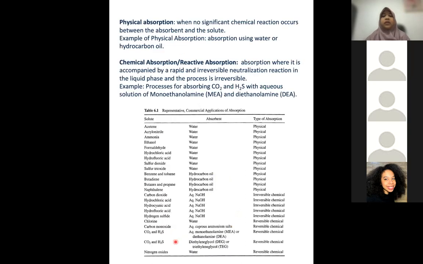Okay. So to sum up again about physical absorption and chemical absorption. Physical absorption is when there is no significant chemical reaction between the absorbent and the solute. For example, absorption using water, like acetone using water, or using hydrocarbon oil. Usually if you have a polar component, then it can be absorbed by a polar absorbent as well. But if you have a non-polar solute, it can be absorbed by hydrocarbon oil, for example.